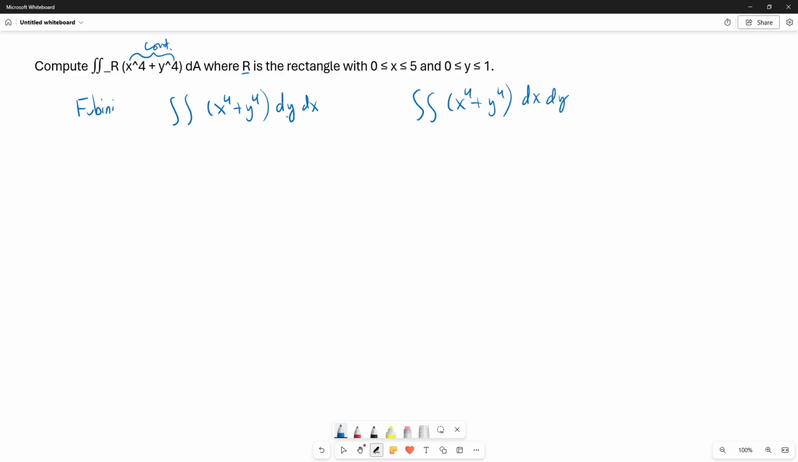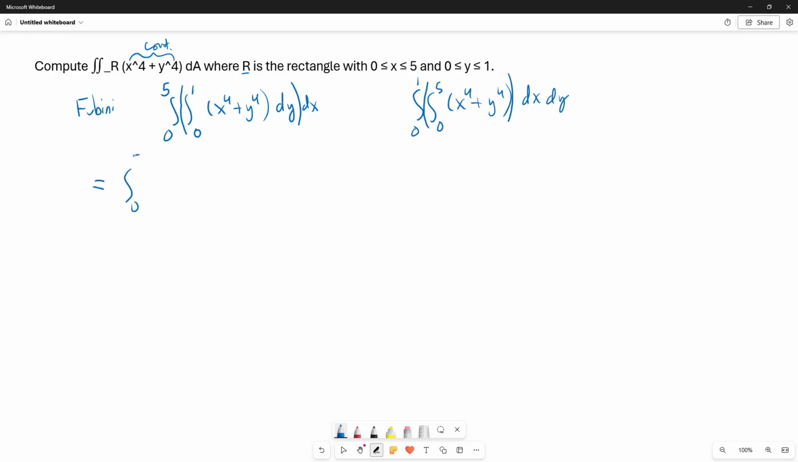So if we put dy first, then that means the inner integral is with respect to y, and y goes from 0 to 1, and the outer integral with respect to x goes from 0 to 5. And if we do the dx integral first, then x goes from 0 to 5, and y goes from 0 to 1. And these should give us the same output. Let's do it both ways and see that for ourselves.